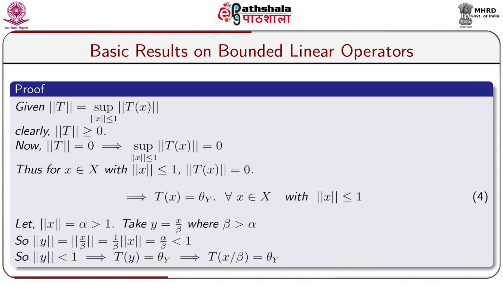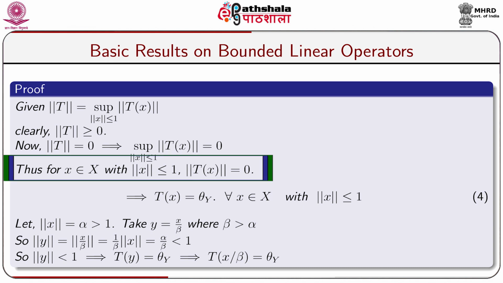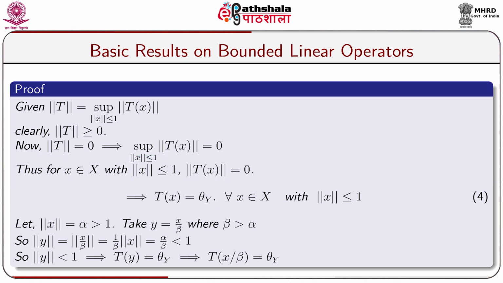Proof. Given norm of T is equal to the supremum of norm of Tx, where the supremum is taken over norm of x less than or equal to 1, clearly norm of T is greater than or equal to 0. Now norm of T equal to 0 implies the supremum of norm of Tx, where the supremum is taken over norm of x less than or equal to 1, is equal to 0. Thus, for x belonging to capital X with norm of x less than or equal to 1, norm of Tx is equal to 0, which implies that Tx is equal to theta Y for all x belonging to capital X with norm of x less than or equal to 1.